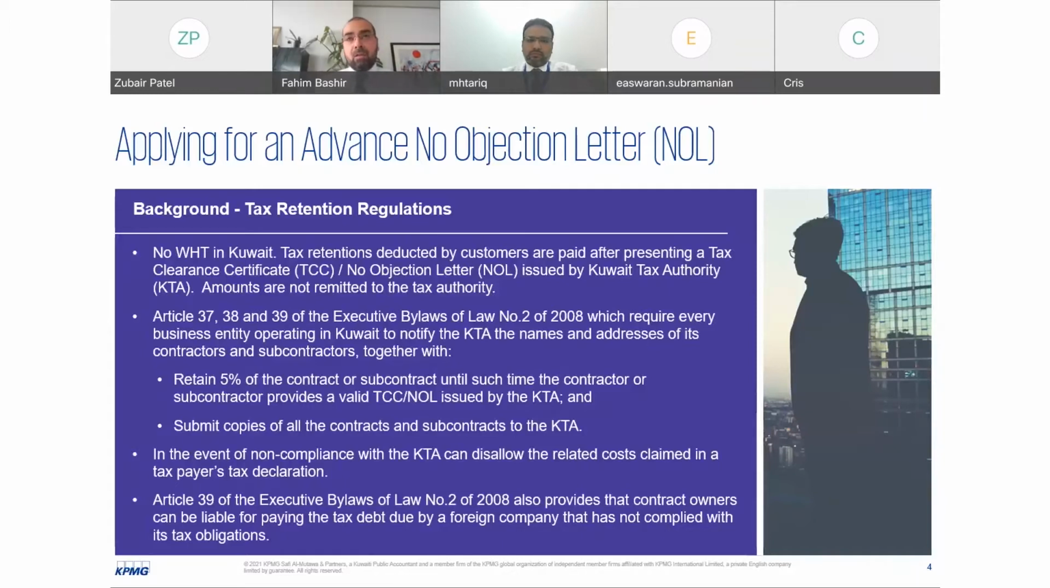And that does not only require the deduction of 5%, as we have mentioned, it also talks about disclosure of information. So a lot of clients may not have focused on that in the past, is that finding retention is one aspect. But the other aspect is also to disclose information through submission of contracts and subcontracts to the authority.